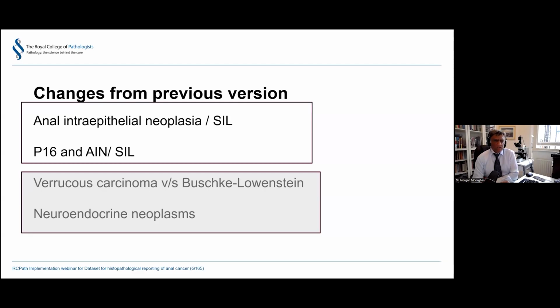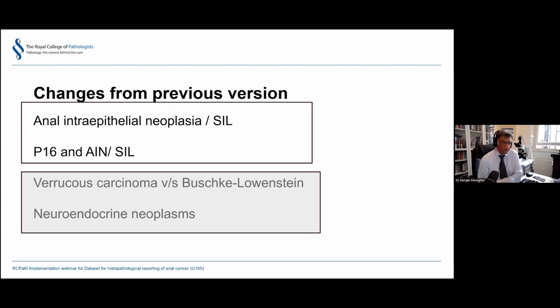So the main changes are on page 6, I believe, of the guideline, and they've been essentially copy-pasted on the screen here. They refer to the introduction of anal intraepithelial neoplasia, a form of pre-cancer, which was not included before because we felt that it wasn't necessary because the dataset was a cancer dataset. But in response to feedback from many colleagues, we thought we would include AIN and SIL in the current version. So AIN and SIL is introduced.